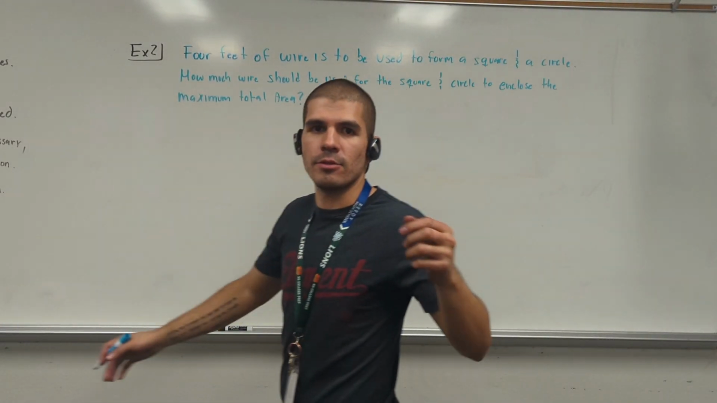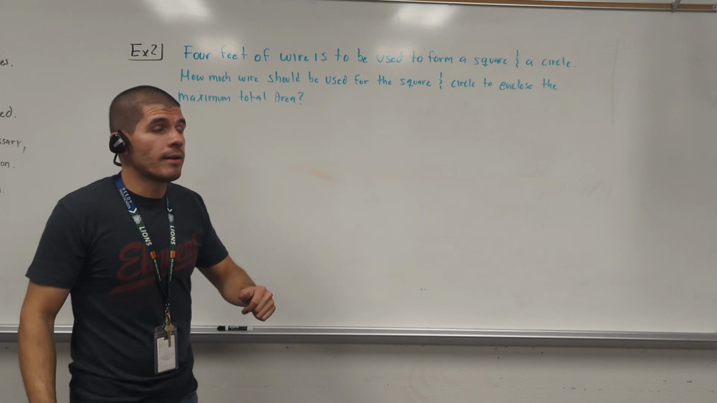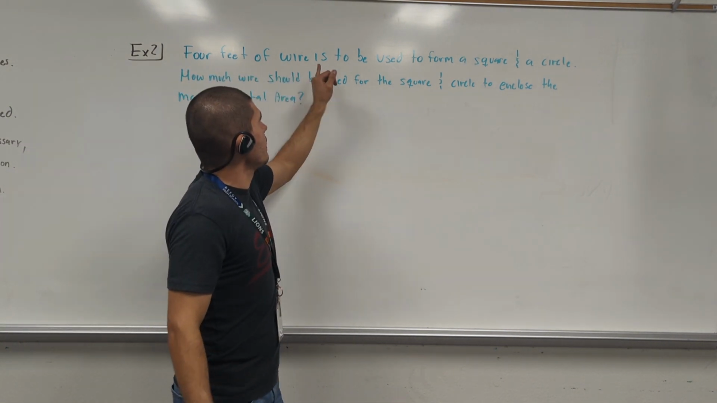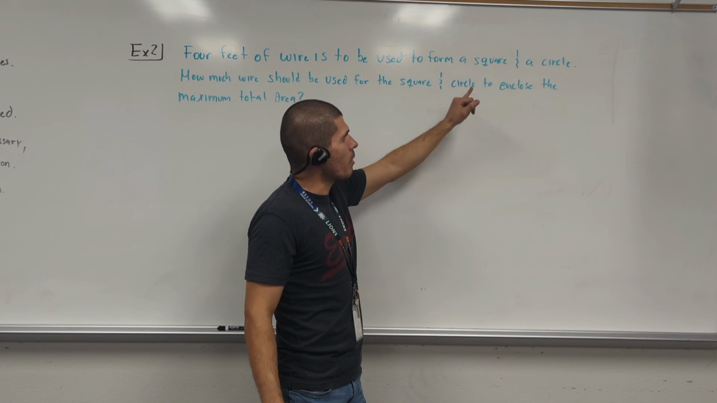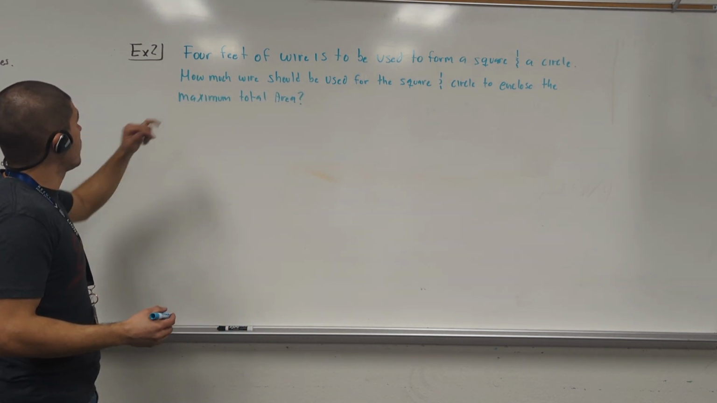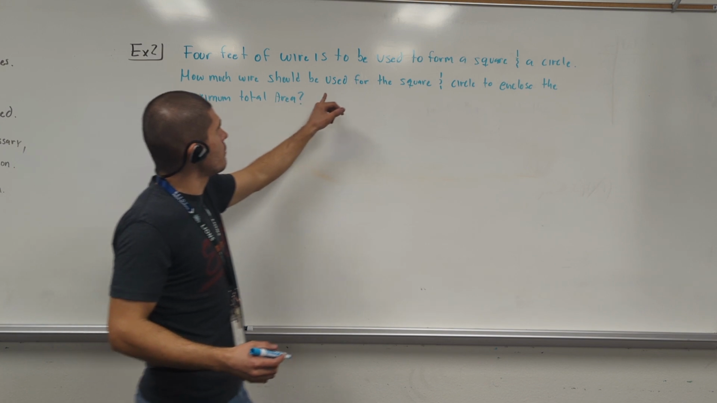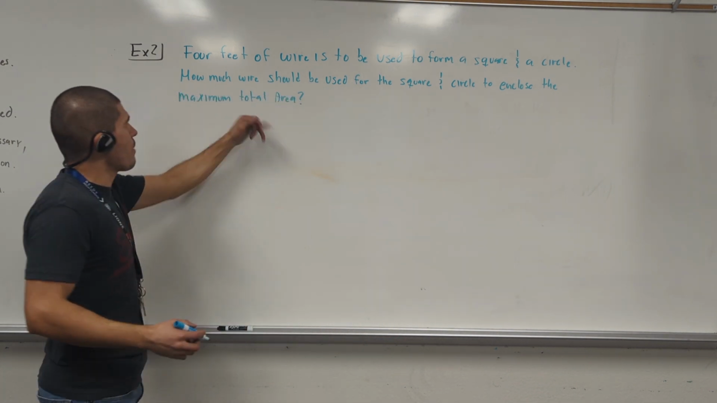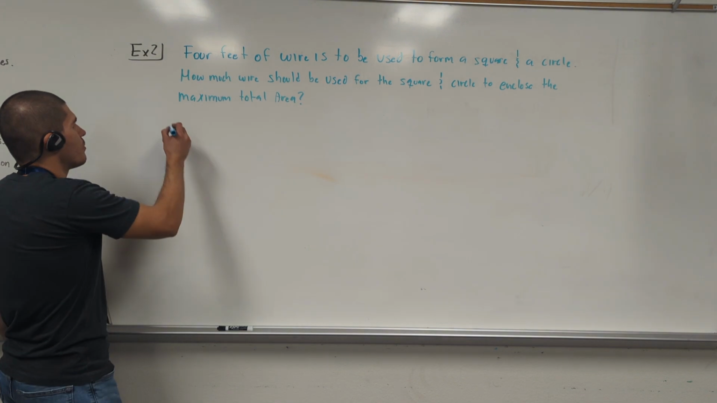Okay, I'm back. So here's your second example for today. So I'm told that I have 4 feet of wire, and I need to use that wire to form a square and a circle. Okay. How much wire should I be using for the square and the circle to enclose the maximum amount of area? All right, so I'm gonna draw an image real quick and label some things.